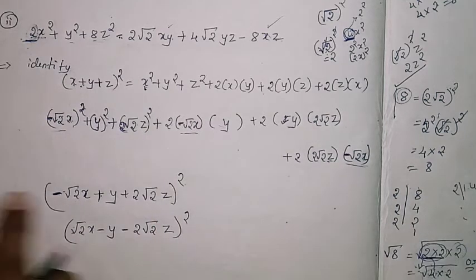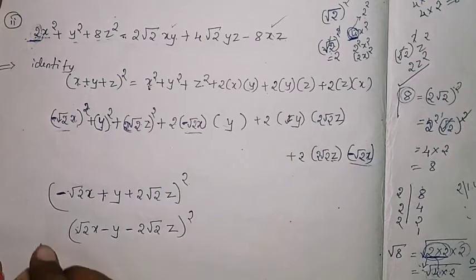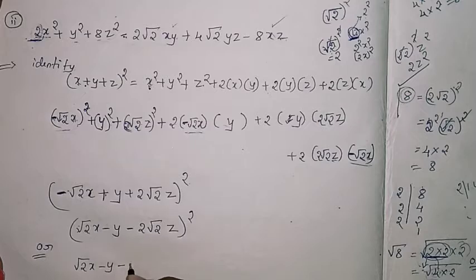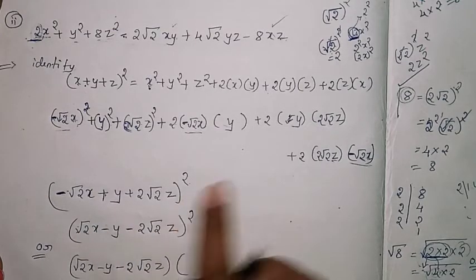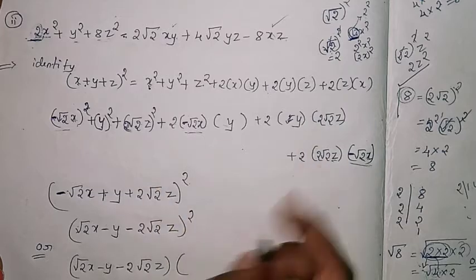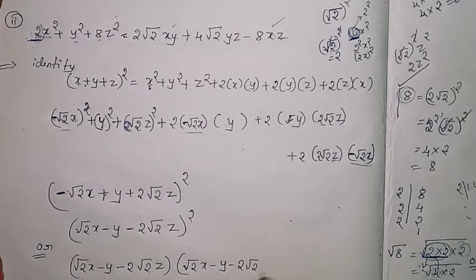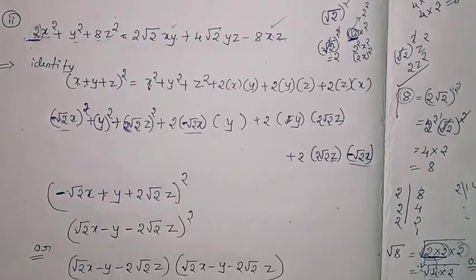So if you take this one outside, it will become negative. Then again, you can write the answer as 2 root 2x minus of y minus of 2 root 2z in another bracket. Square terms means this is the one term and another term we will multiply together, that is 2 root 2x y minus 2 root 2z.